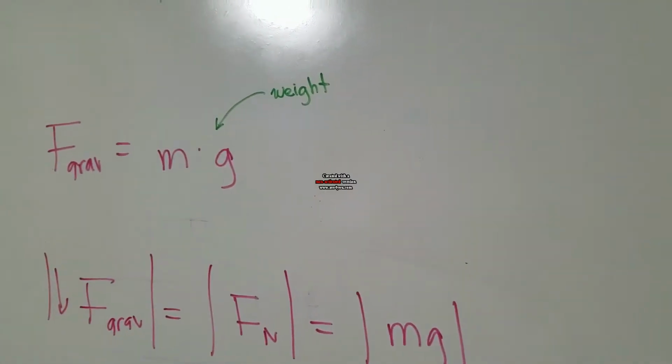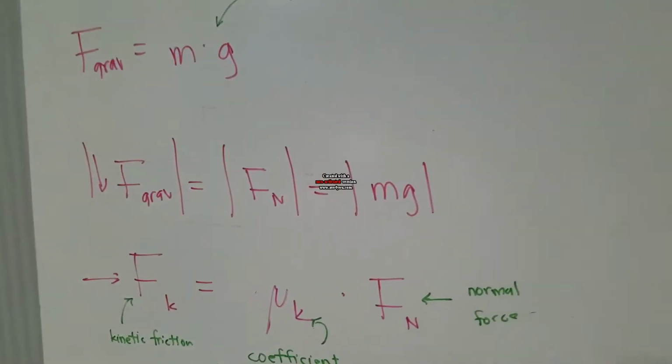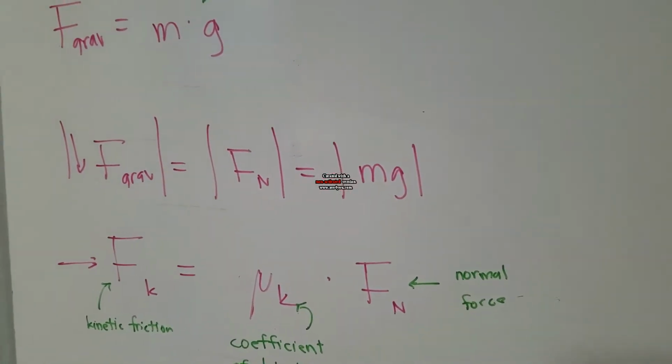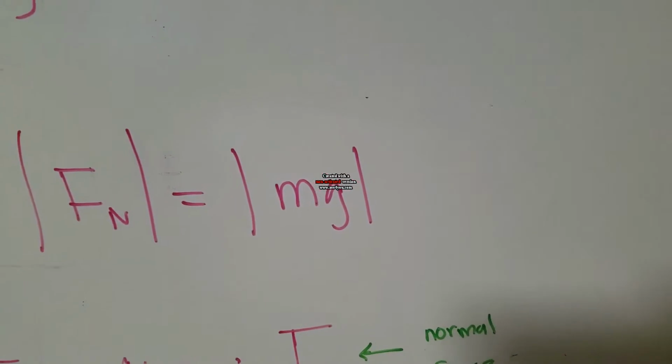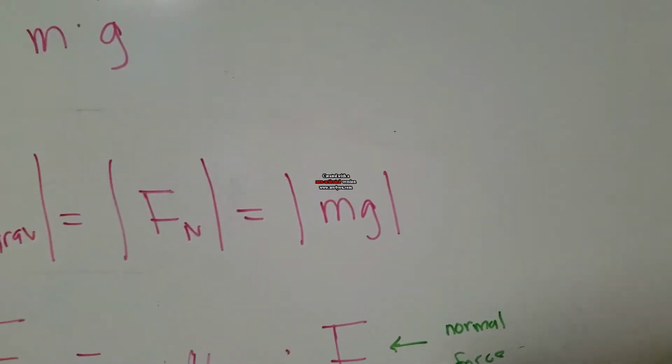And I also discussed that the force of gravity has the same magnitude as the normal force. They're just in opposite directions. So that means the normal force as well just equals mg, the mass times the acceleration of gravity.